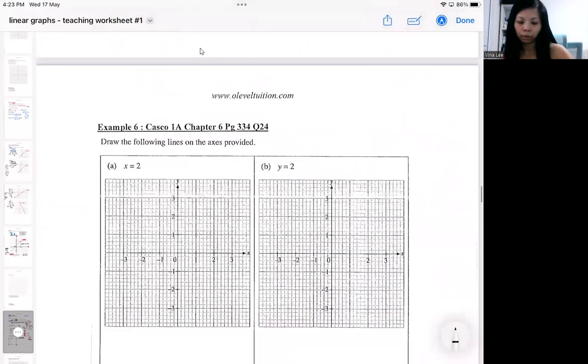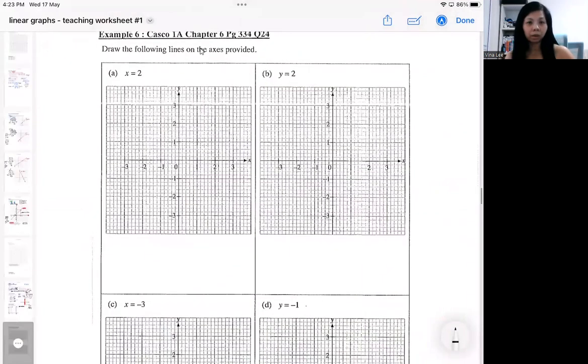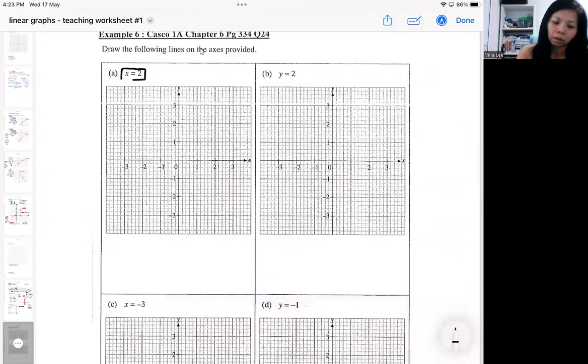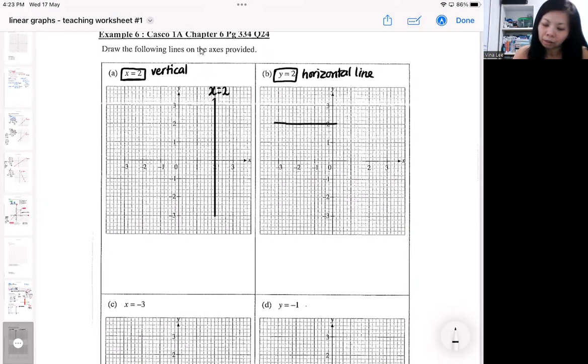And I'm going to show you an easy one from example 6. From example 6, we need to guess the line. This one is an equation: x is equal to something. So I'm expecting this to be a vertical line. That means it's a perfectly straight line that cuts at 2. Y equal to 2, from this name, suggests to me that it's going to be a perfectly horizontal line, totally flat, and you will be cutting at 2.